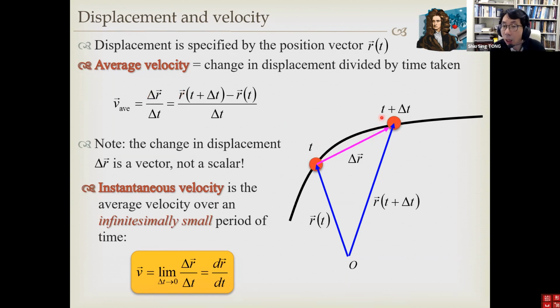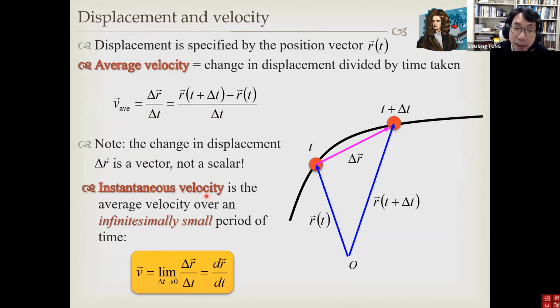Now the important thing is that the change in displacement is no longer a number, no longer a certain distance. It is described by a vector with a certain direction. So the vector goes in this direction. The change in displacement goes in this direction. You have a vector divided by time to get the velocity. But that is the average over a time interval, so that is called average velocity.